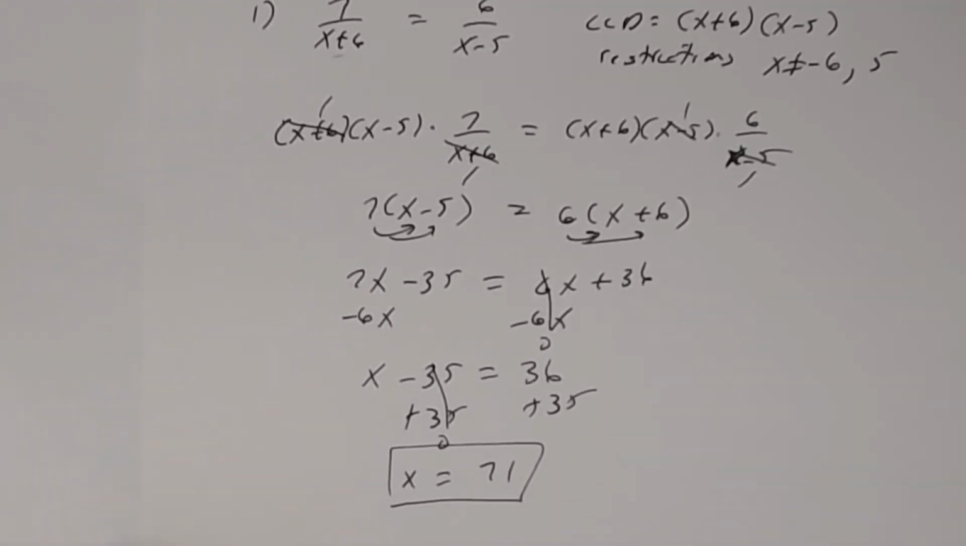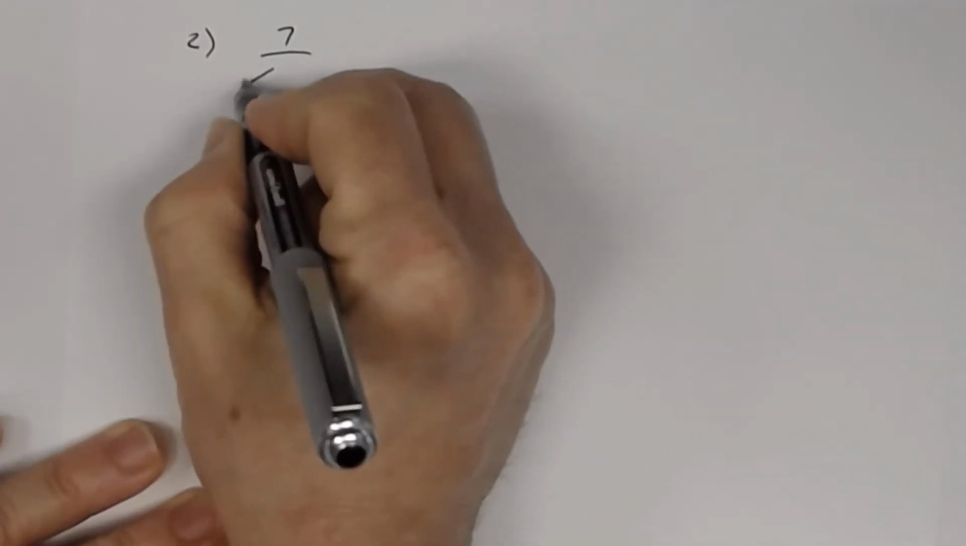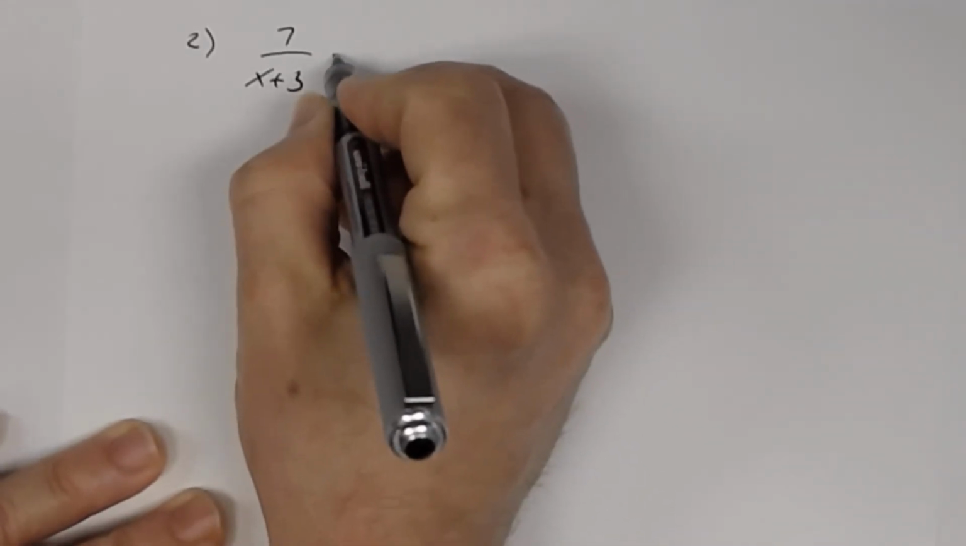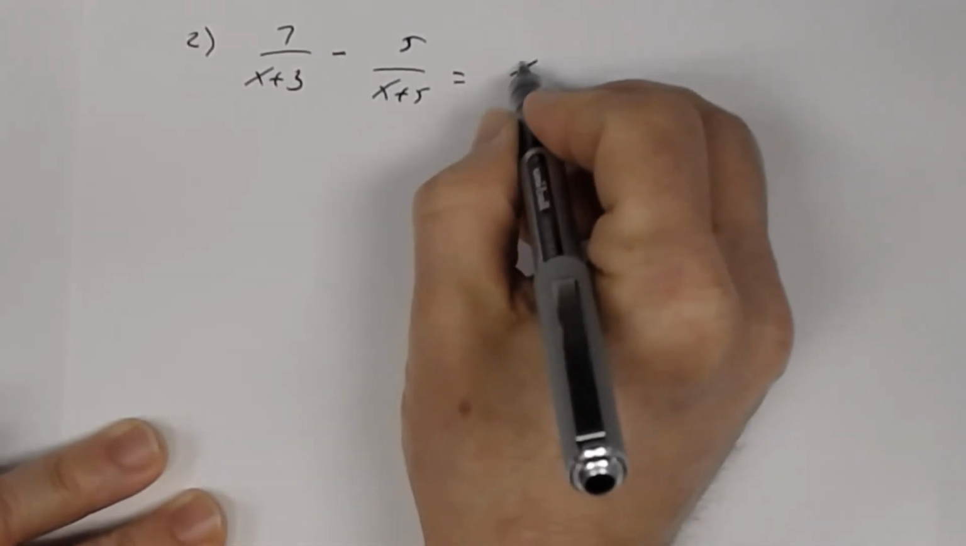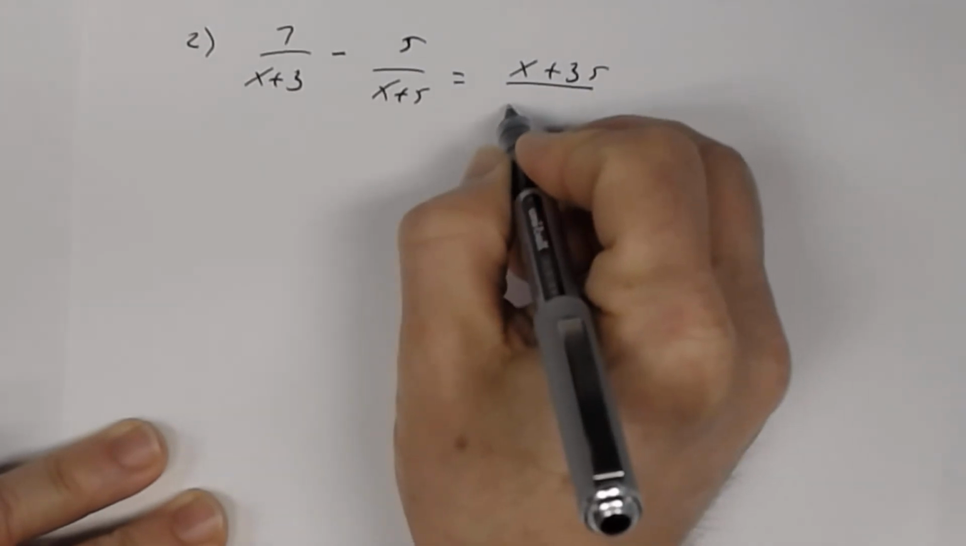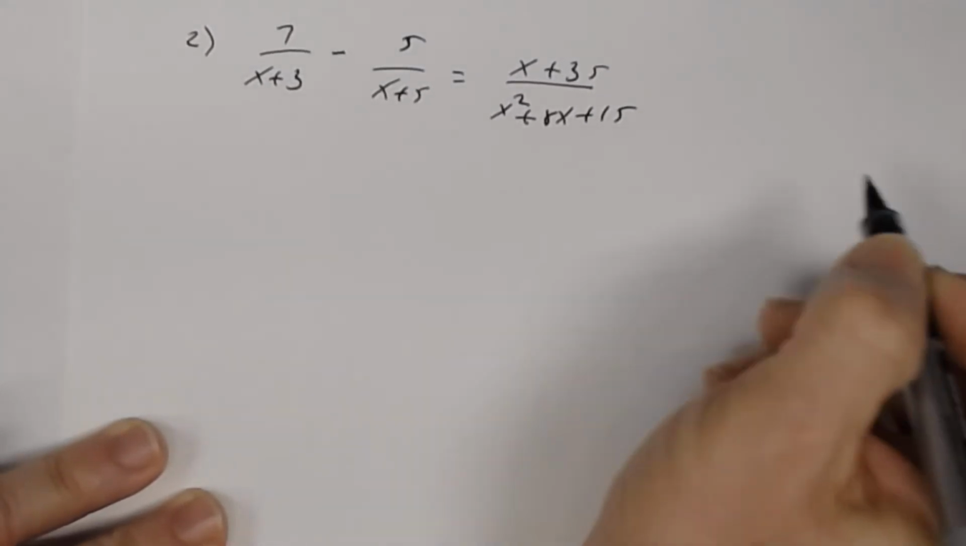Okay, so now let's look at number 2. Number 2, we have this. We have 7 divided by x plus 3, minus 5 divided by x plus 5, equals x plus 35 divided by x squared plus 8x plus 15.